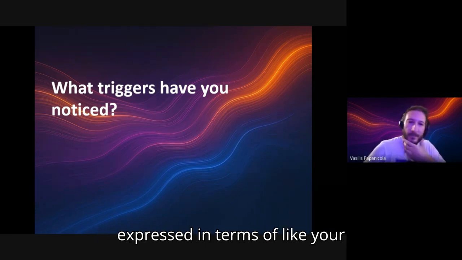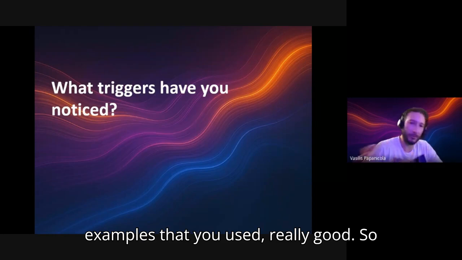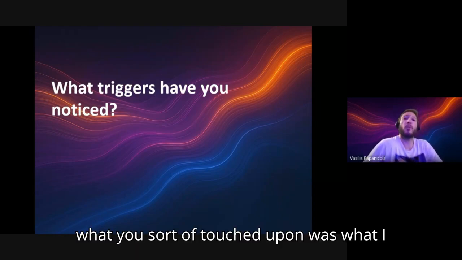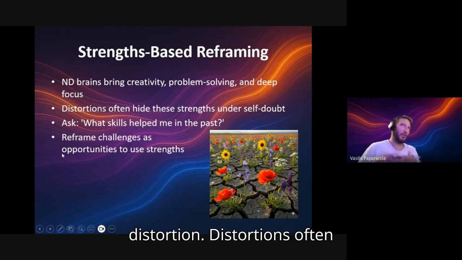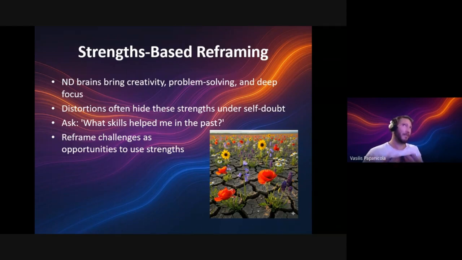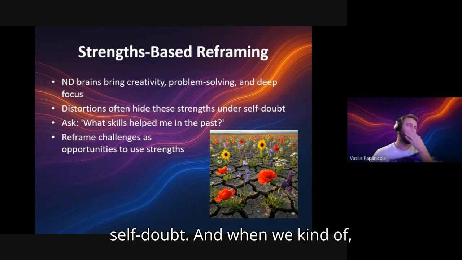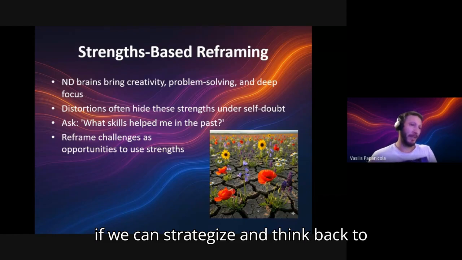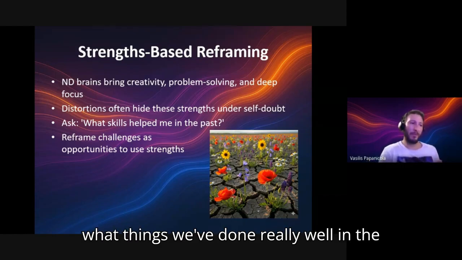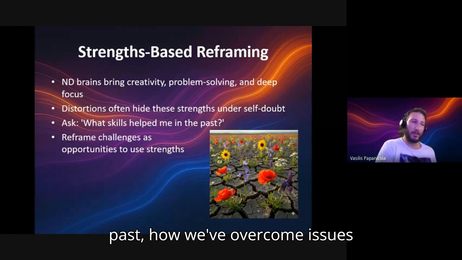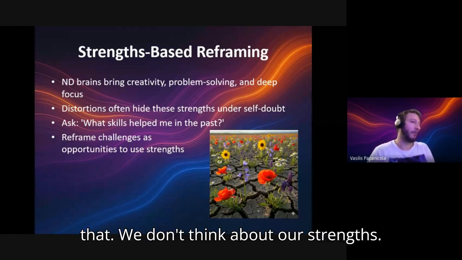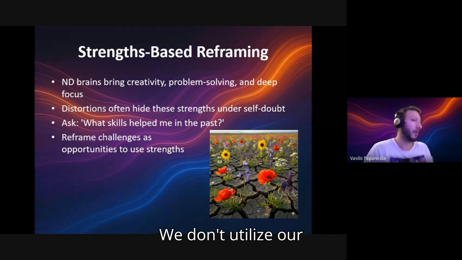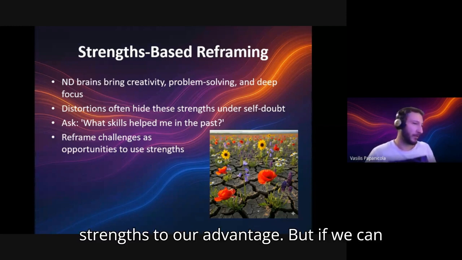And yes, no, really good points. Really well expressed in terms of your examples that you used. So what you sort of touched upon was what I was coming on to in terms of distortion. Distortions often hide these strengths under the self-doubt. If we can strategize and think back to what things we've done really well in the past, how we've overcome issues previously, because when we're in that moment, we often forget about all of that. We don't think about our strengths. We don't utilize our strengths to our advantage.